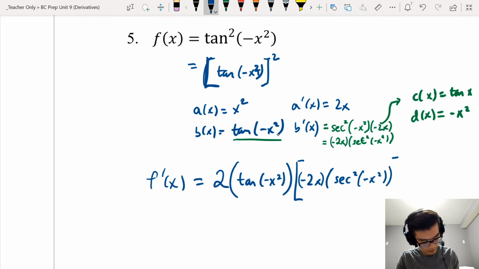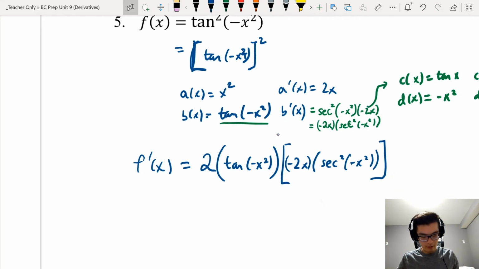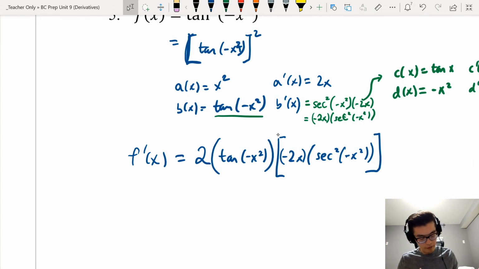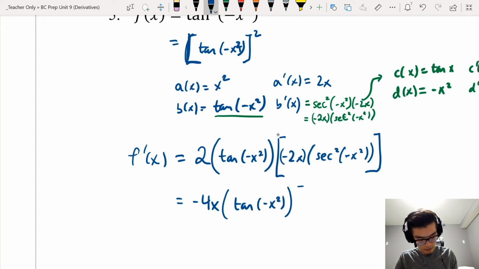Okay, let's clean some things out right now. Everything's going to be multiplied, so I can multiply that negative 2x out front. So we get negative 4x. And then we're going to get the quantity tangent of negative x squared. And then this ridiculousness of secant squared of negative x squared.